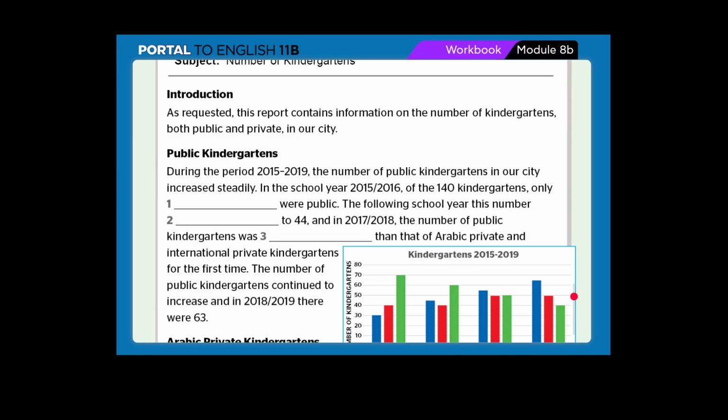Dear students, you should continue reading and fill in the gaps with information from the graph. Continue reading and try to do the task on your own, then check your answers.